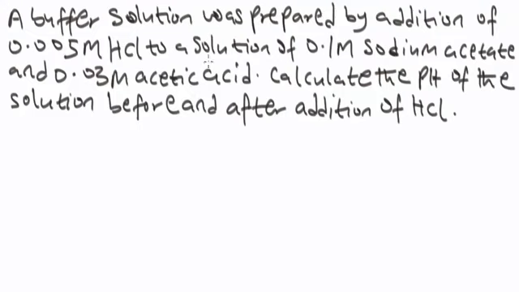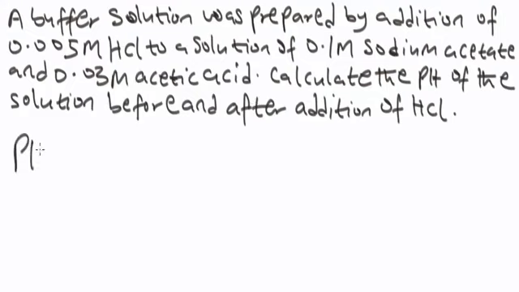Okay, so let's look at this problem. It says the buffer solution was prepared by addition of 0.005 mole hydrochloric acid to a solution of 0.1 mole sodium acetate and 0.03 mole acetic acid. Calculate the pH of the solution before and after addition of hydrochloric acid. Alright, so let's begin with before.